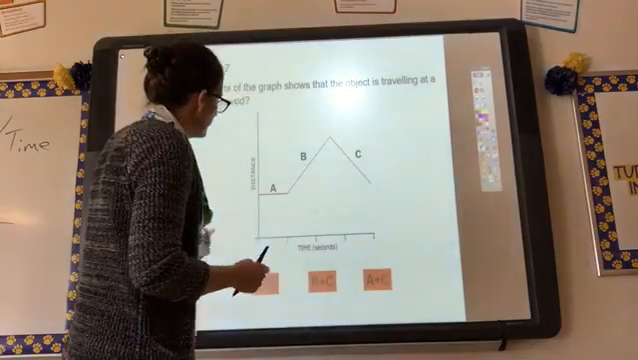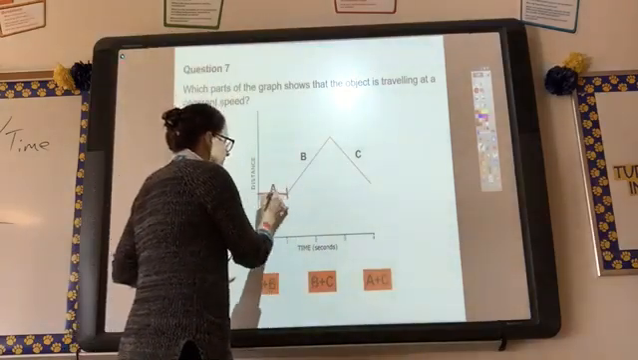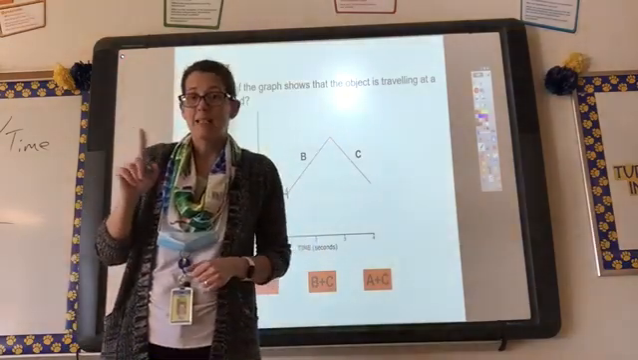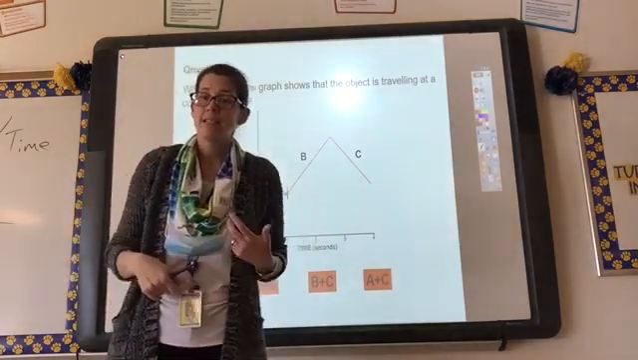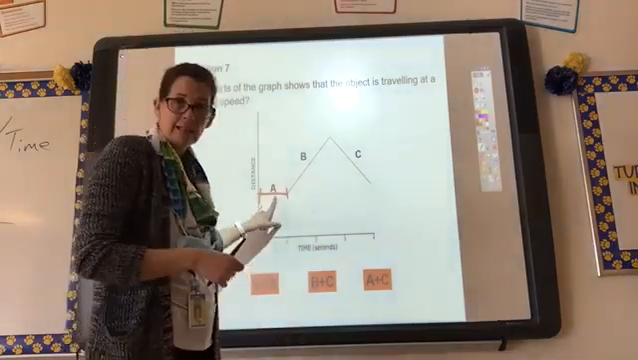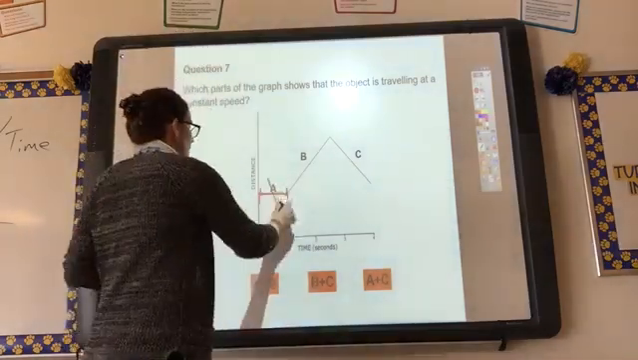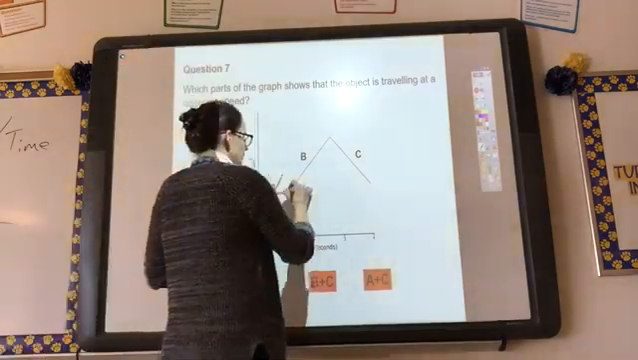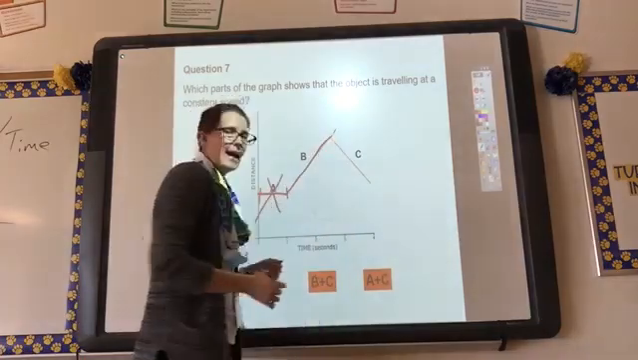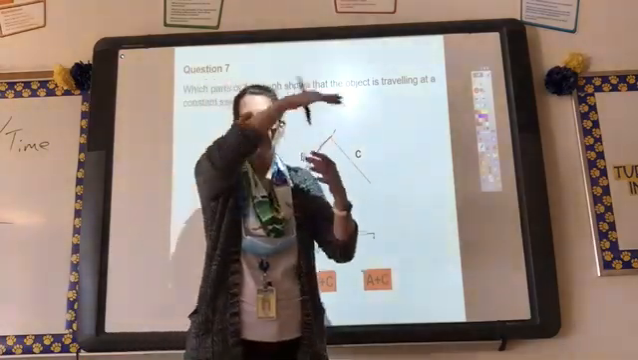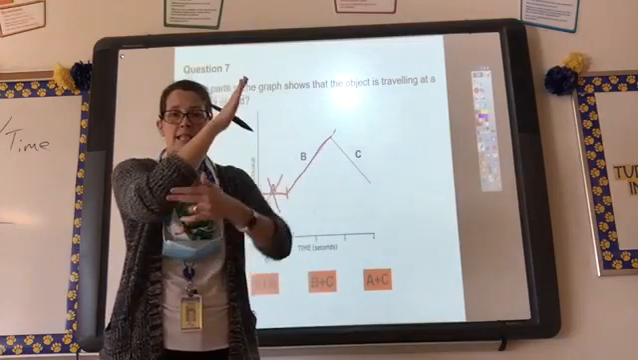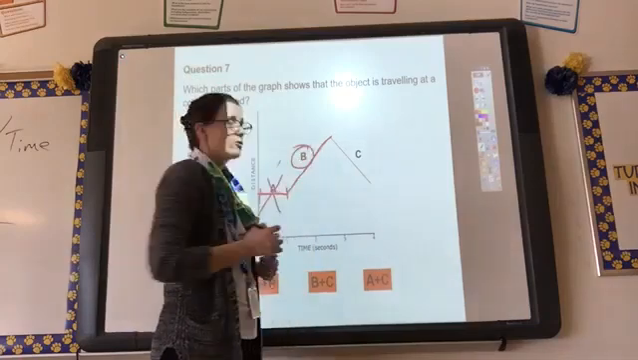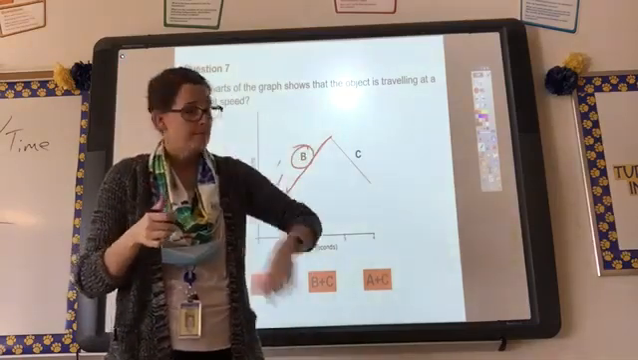So let's look at our graph right here. This section right here, A, that's a horizontal line. That's not at a constant speed. They're not at any speed at all. They're just sitting still. If we've got a horizontal line like this right here, we're just sitting still. So I'm going to cross that one out. That's not it, right? Well, B is one of those nice, pretty diagonal lines. It's not angled. It doesn't have any whoops in it. It's not horizontal. It's a nice diagonal line. They are moving at a constant speed right there at B. So I'm going to circle that one because that's a constant speed.